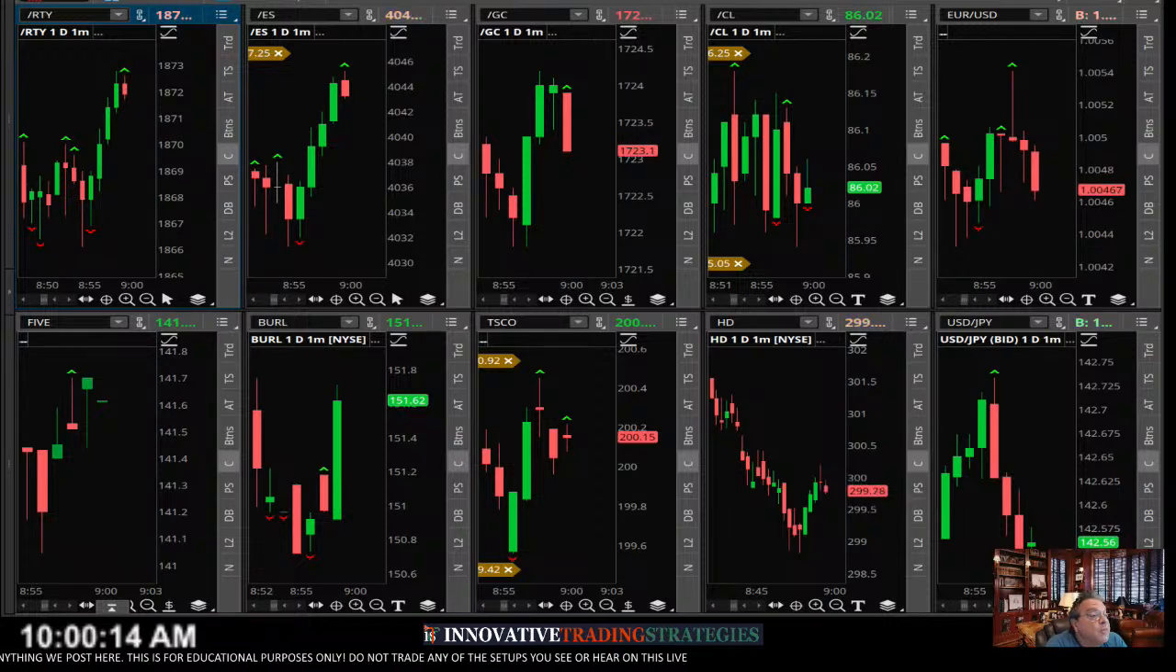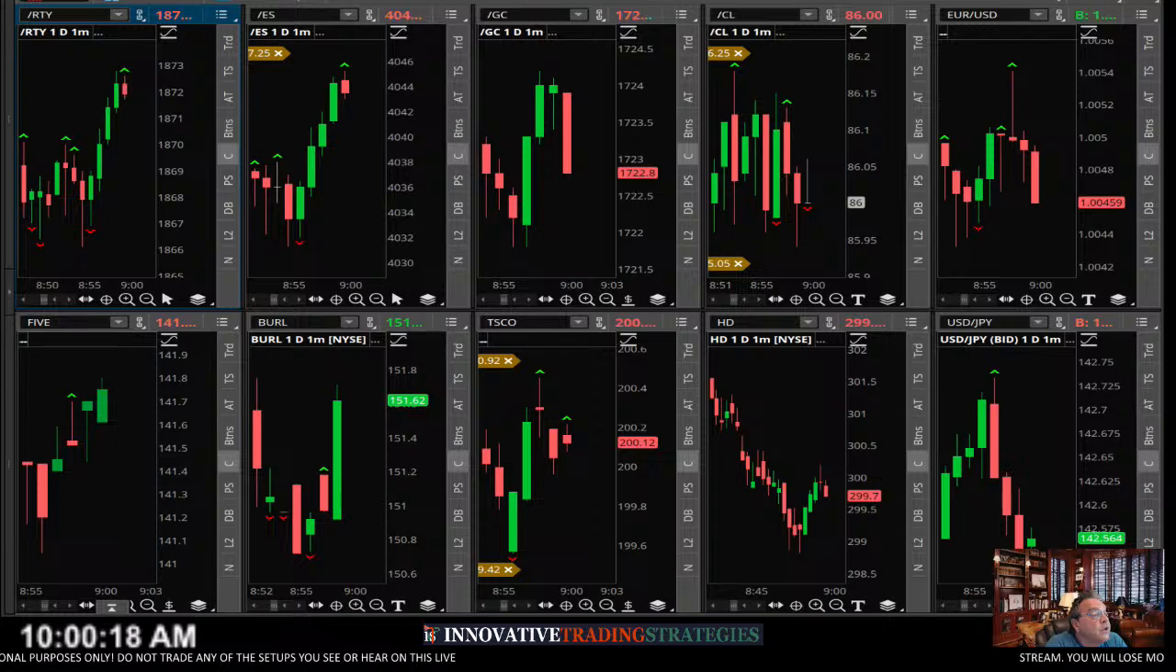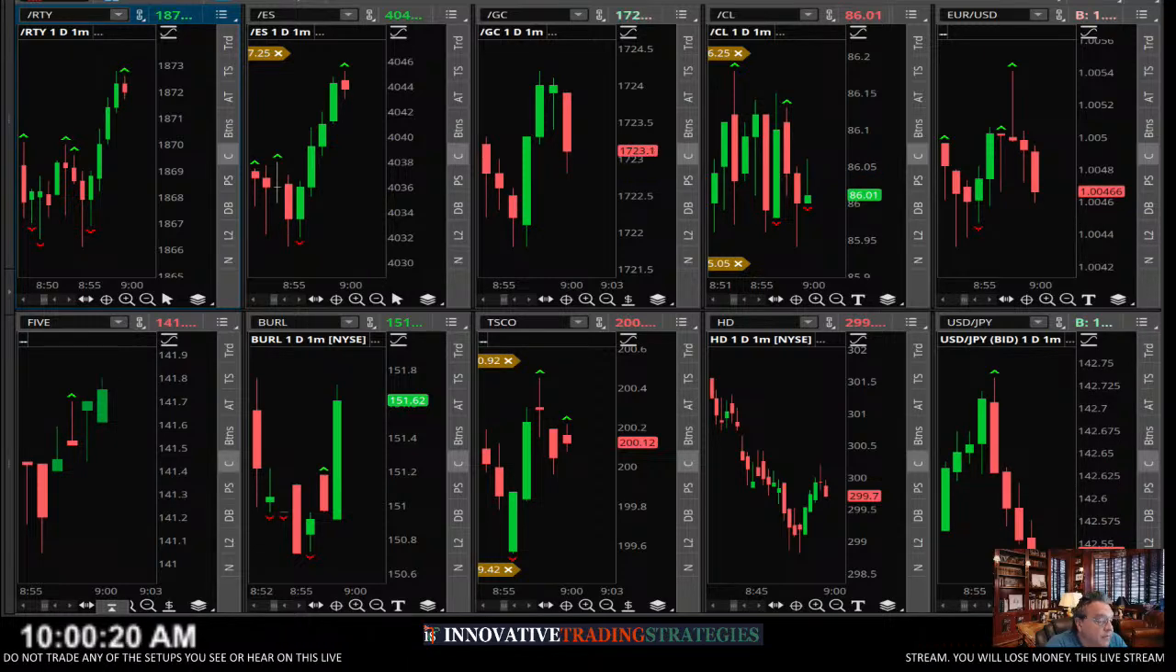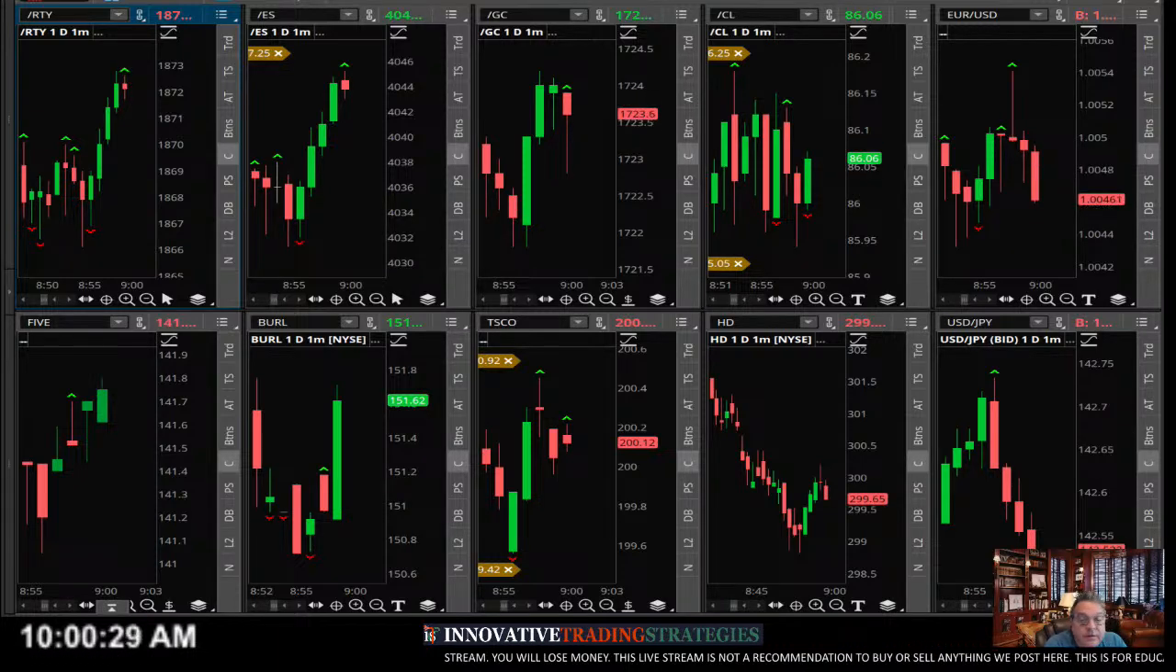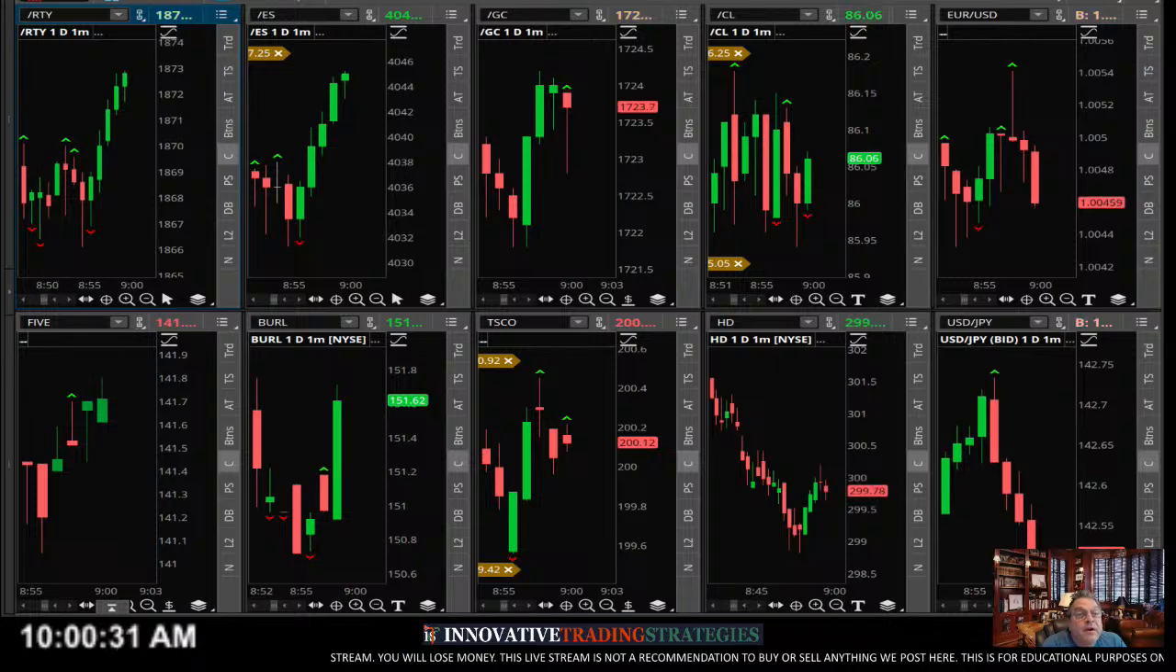And we are now at the top of the hour. Reversed on ES, target 4047.25. And TSCO is still in a buy with a 200.92 objective. And that's going to wrap it up for this week.